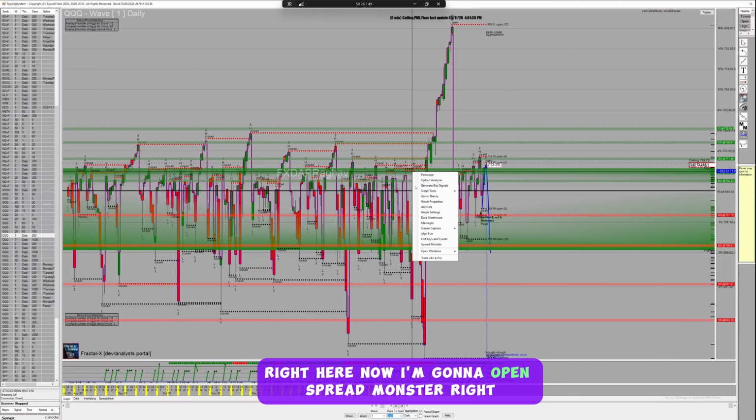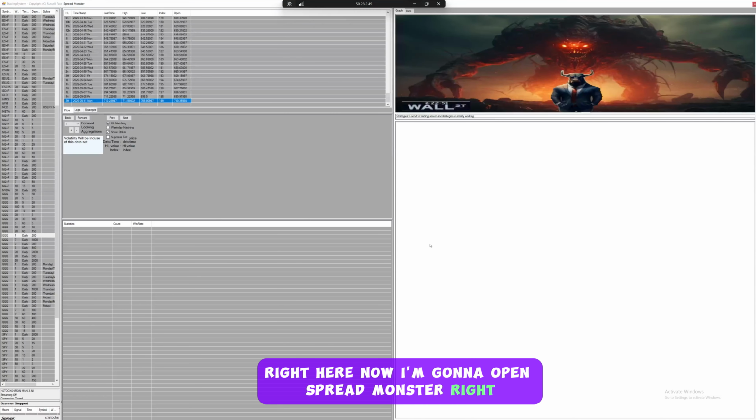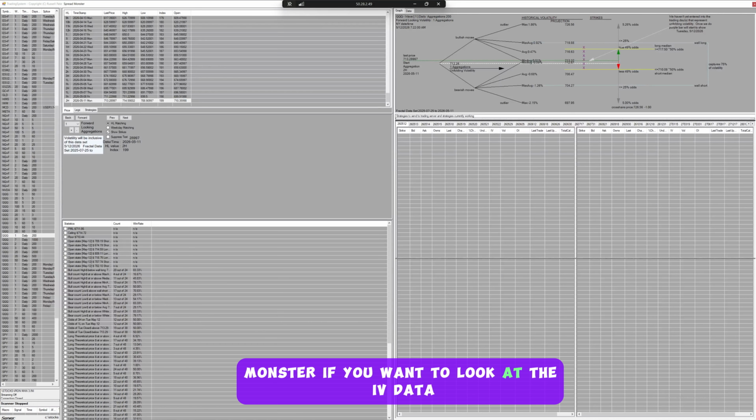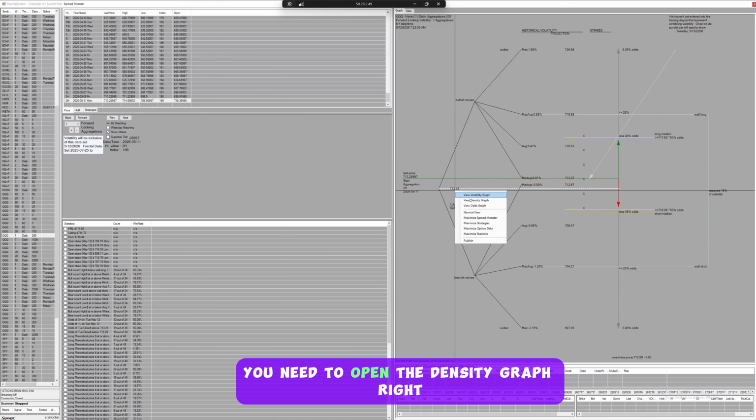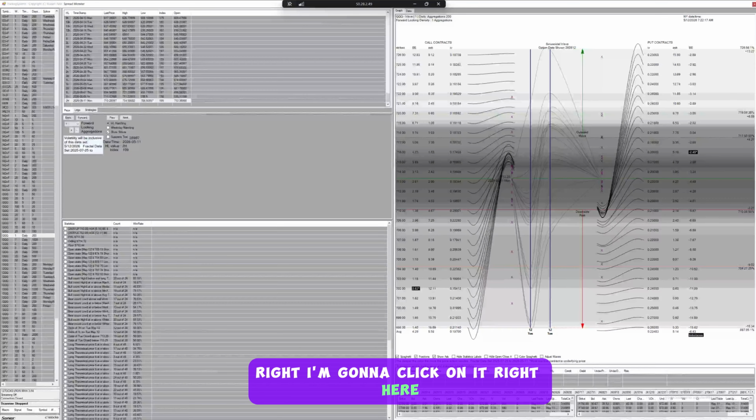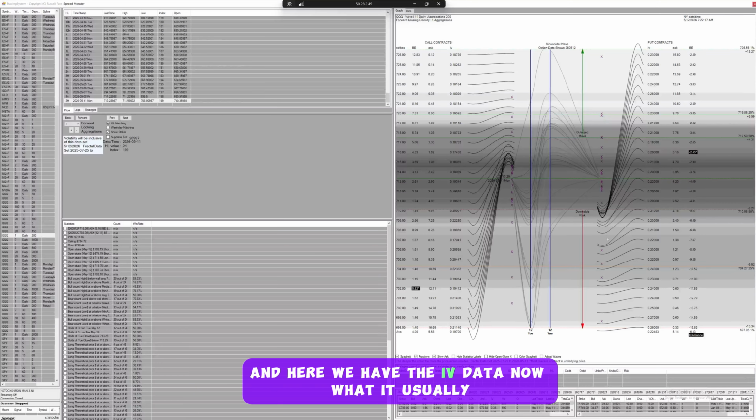Now I'm going to open spread monster, right? And inside of this spread monster, if you want to look at the IV data, you need to open the density graph, right? And then you need to click on today's expiry. Now this will load the IV data on the density chart, right? I'm going to click on it right here. And here we have the IV data.